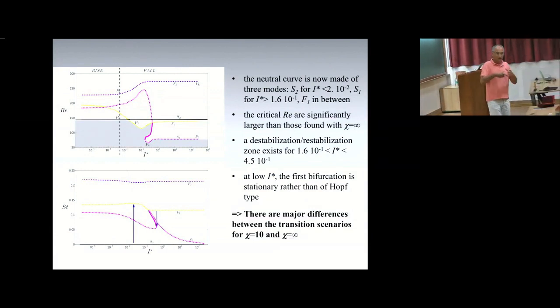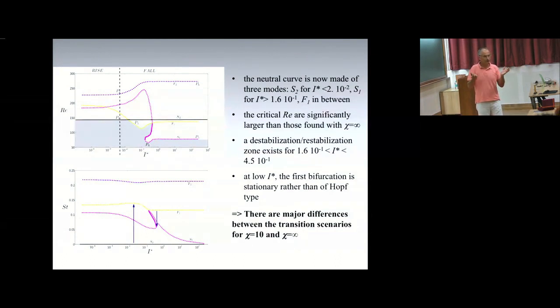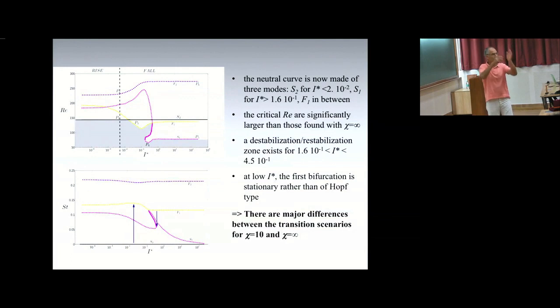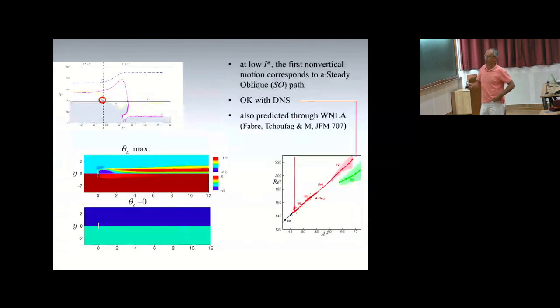Okay, and again, if you look at the DNS results, you see all this, but you don't understand what happens. You just see these jumps, and you say, oh, what happens in my numerics? And again, the linear stability analysis allows you to understand what happens. It allows you to see that, yes, several modes are playing together, and one is more unstable in this range, one is more unstable in that range, etc.